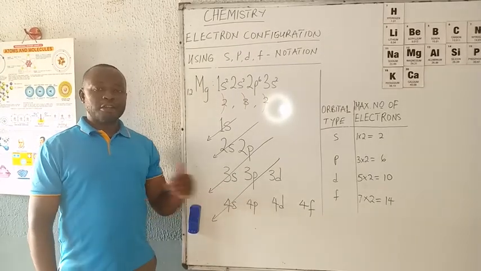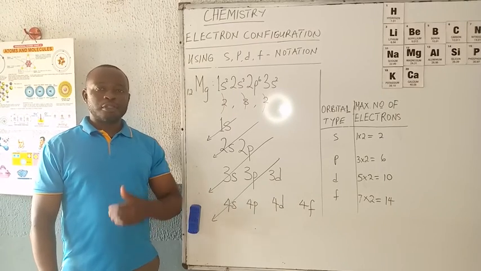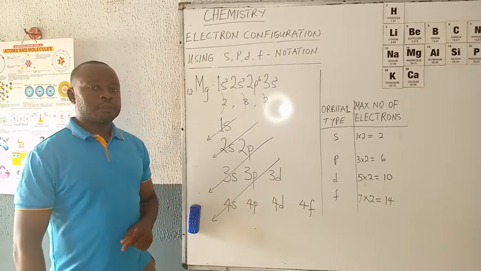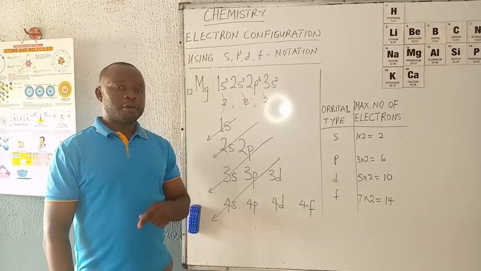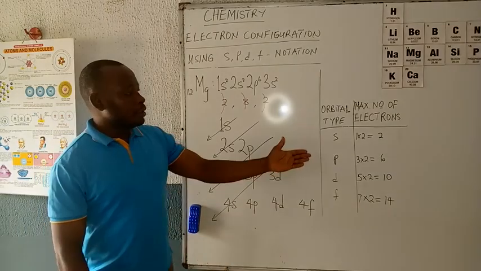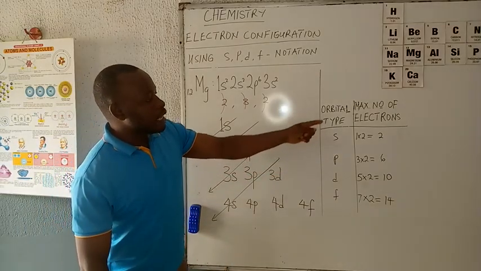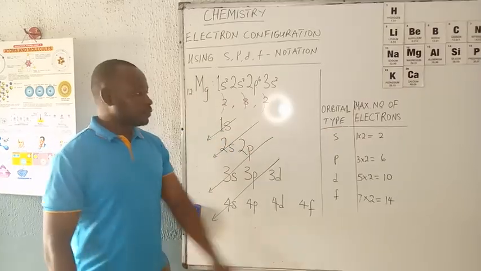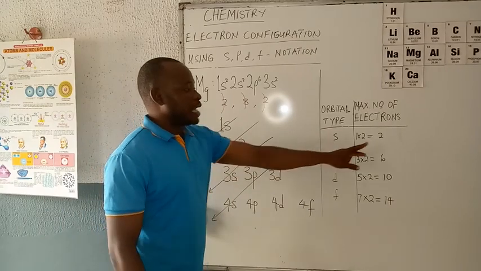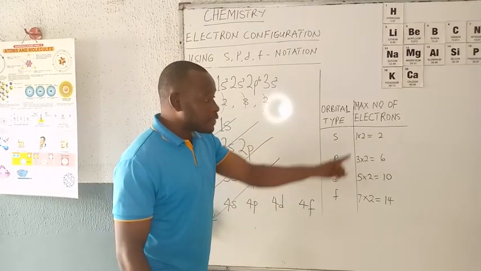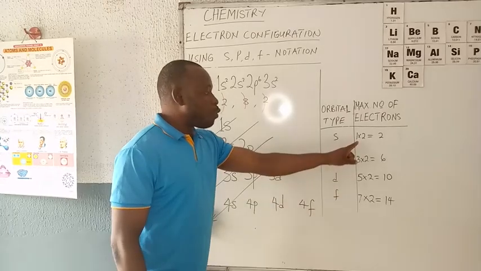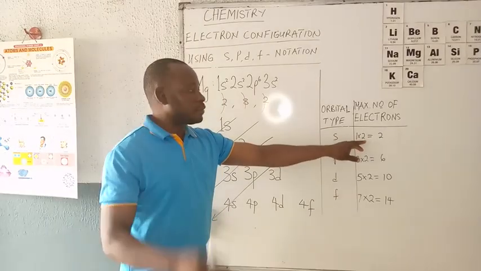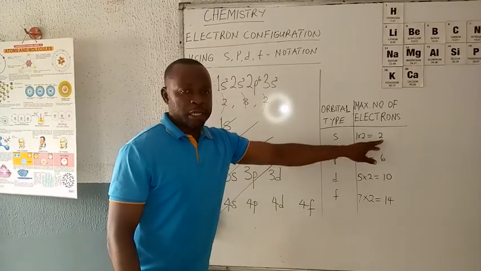This class is a continuation of the topic orbital. Do you remember that in our class on orbitals, we ended the class by mentioning that orbital types have a maximum number of electrons that they can carry? S orbital has a maximum of 2 electrons that it can carry, that is 1 times 2. The 1 means 1 degenerate. This 2 stands for 2 electrons. So S orbital can carry a maximum of 2 electrons.